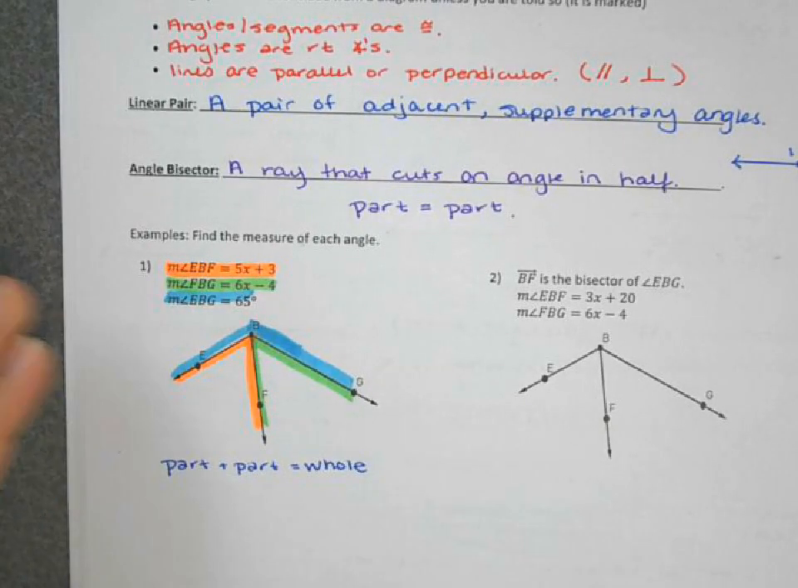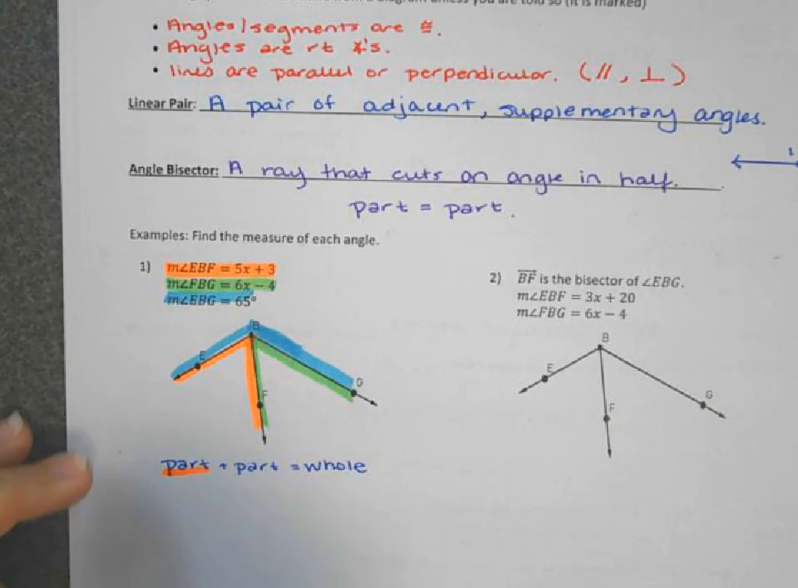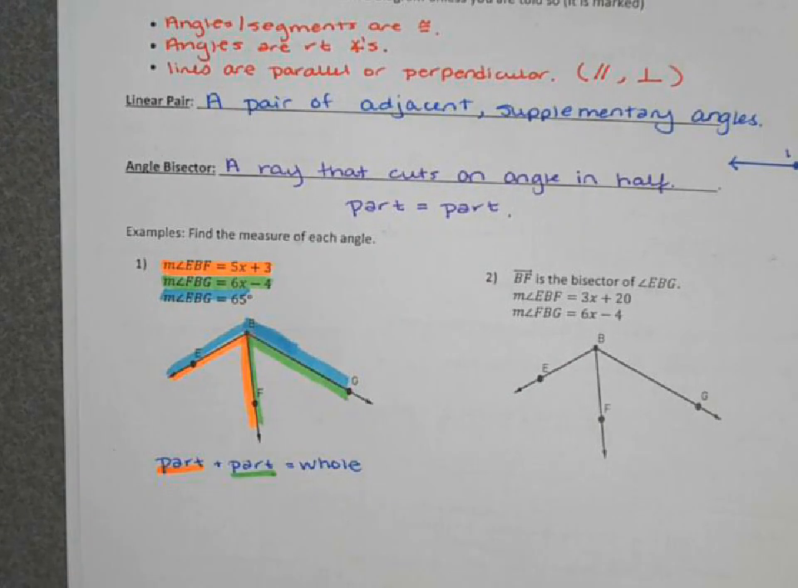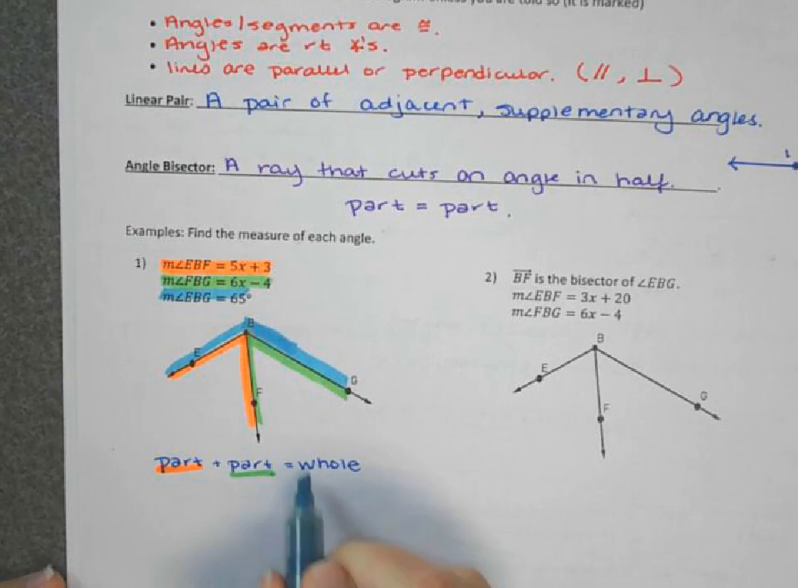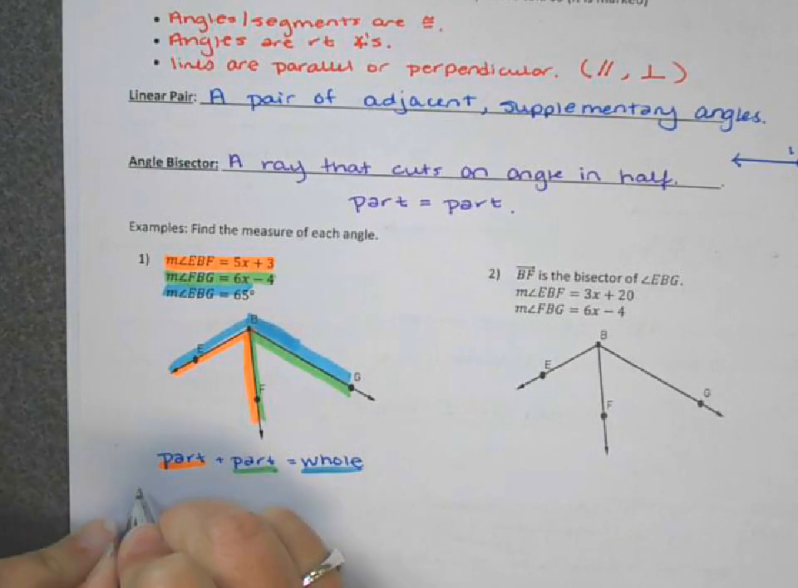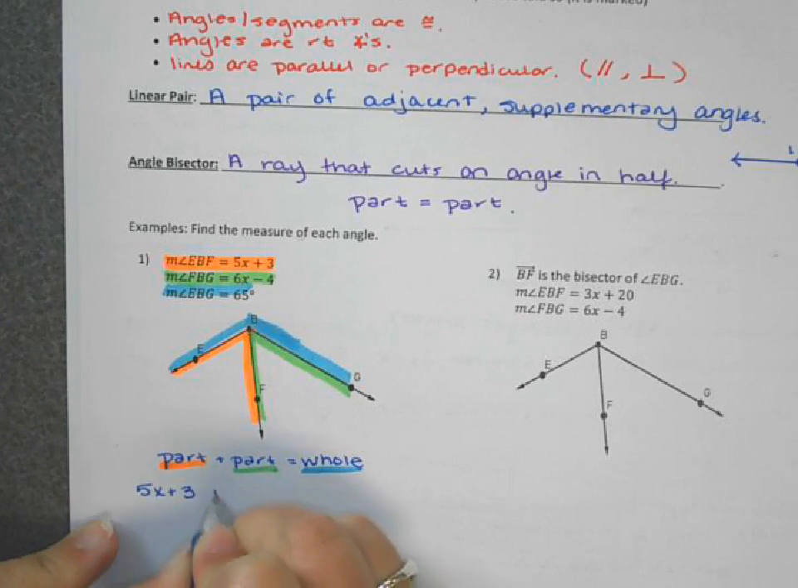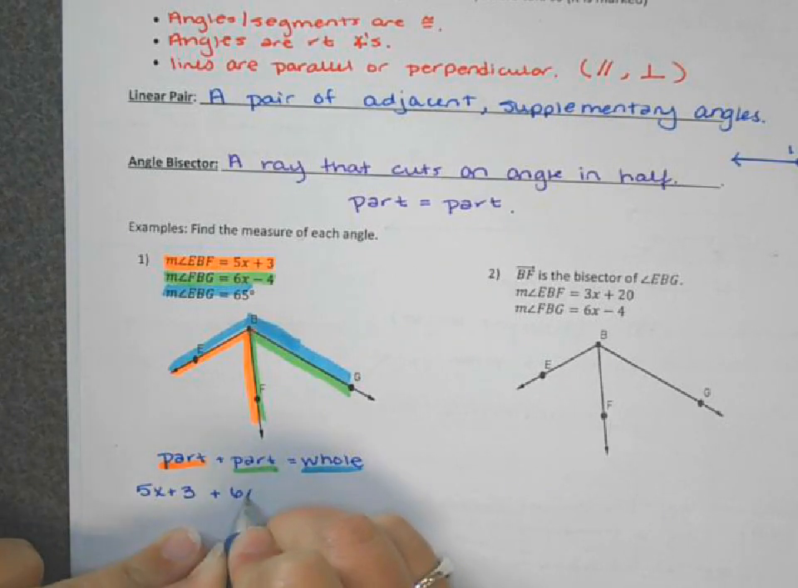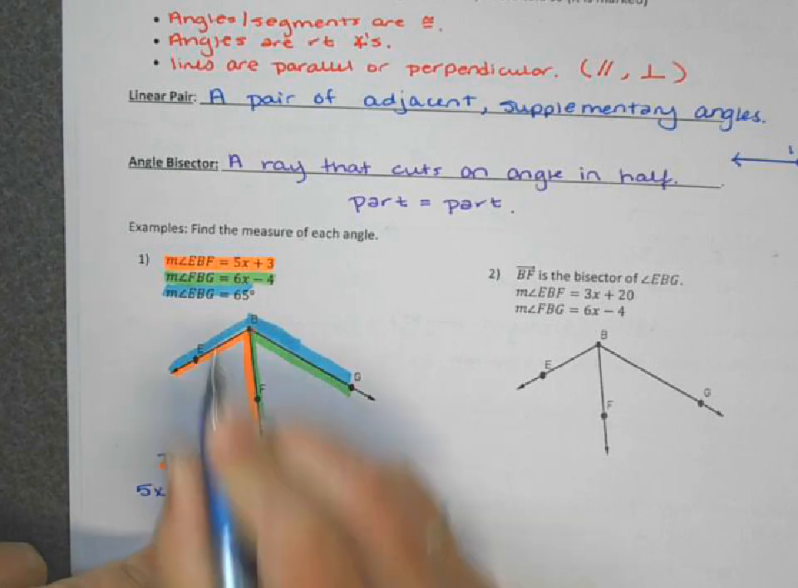I can go to setting that up. The angle addition postulate always works when we're talking about adjacent angles. So I am going to set this part plus the green part equal to the whole thing. I'm just going to fill in what I'm given, and then we'll go about solving it. This part was 5x plus 3, plus the green part, 6x minus 4, equals the whole thing, which is 65.